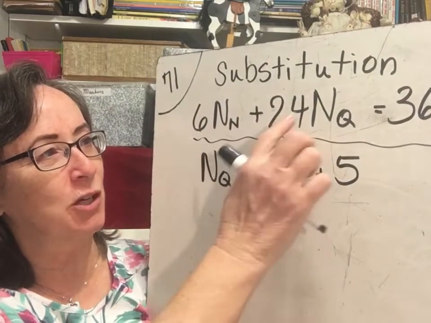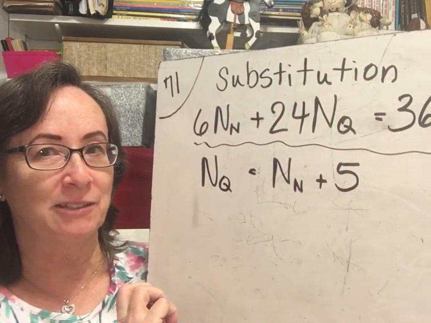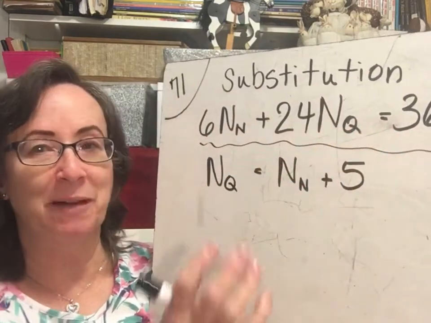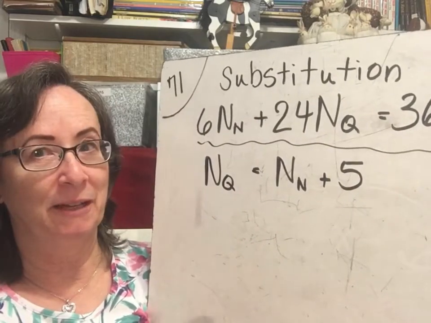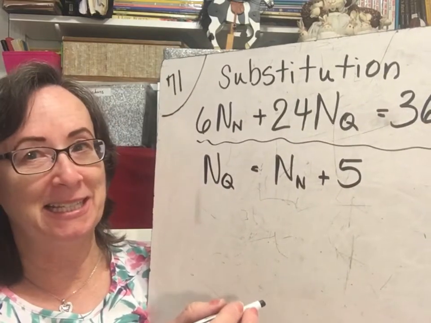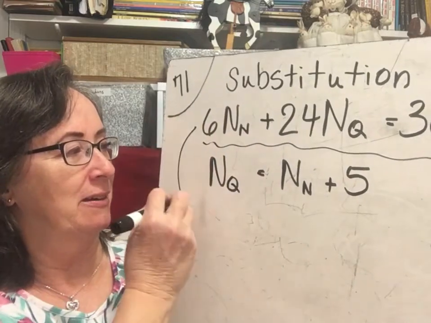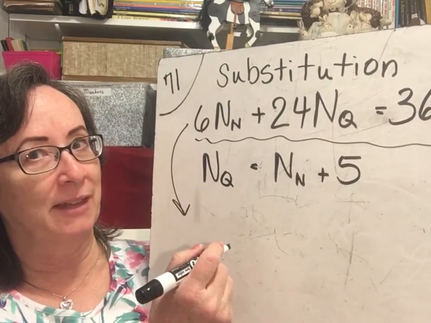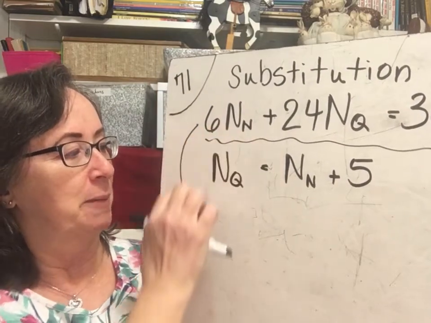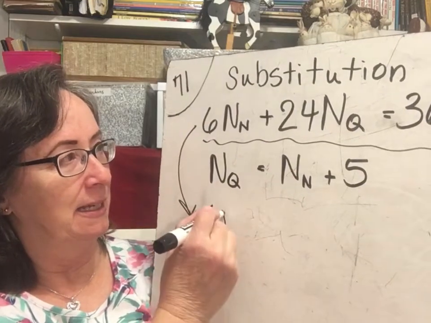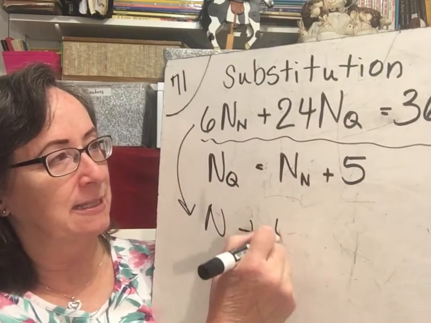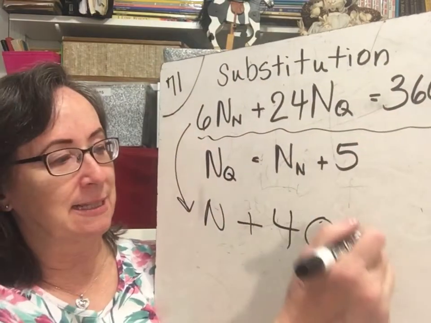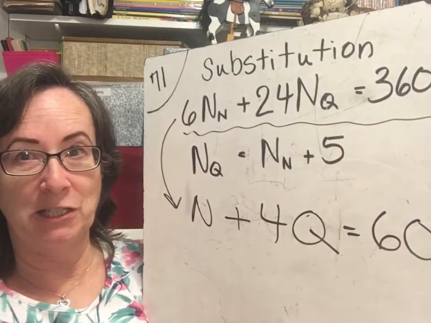Does each one of those terms have a 6 that we could factor out of it? Can we divide both the left and the right by 6? We could, couldn't we? Let's just do it and see how much easier our equation looks. So let's come down here. Divide this by 6, and I'm just going to go with the n and the q instead of the n sub n. Okay, so divide by 6, and we're going to have n plus divide by 6 for q, divide by 6, 60. Whew, much easier to look at.